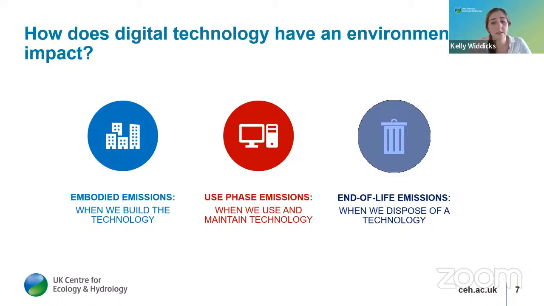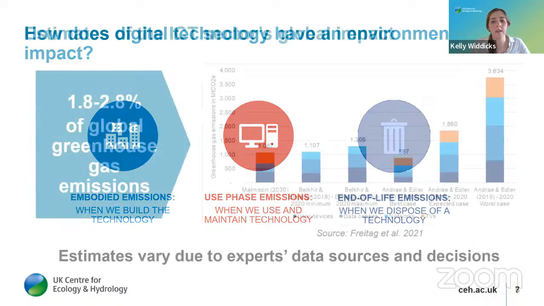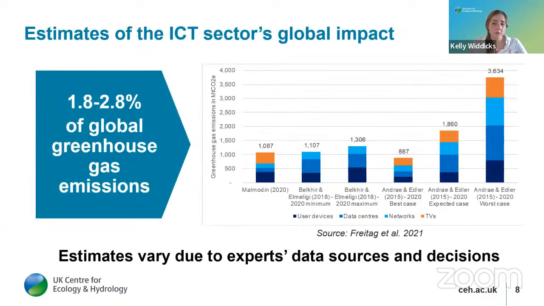And in this research, we aimed to explore what ICT's emissions actually are from current estimates. Estimates of the current emissions of ICT put its share at around 1.8 to 2.8% of global greenhouse gas emissions. And these estimates vary due to the different data sources used for those calculations, the recency of the data used within those calculations, and also due to the different decisions about what classes as in scope of ICT's emissions.